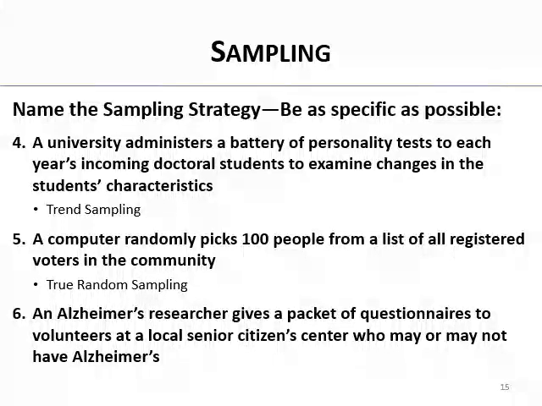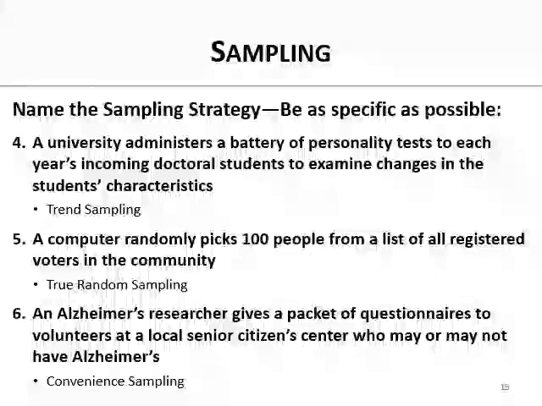An Alzheimer's researcher gives a packet of questionnaires to volunteers at a local senior citizen center who may or may not have Alzheimer's. All right, so they want to do Alzheimer's research, but they may not have Alzheimer's. This seems to me like it's not really the one where they're getting just Alzheimer's people. It is a convenience sample. They're just giving it to whoever they can and hoping they get enough people.